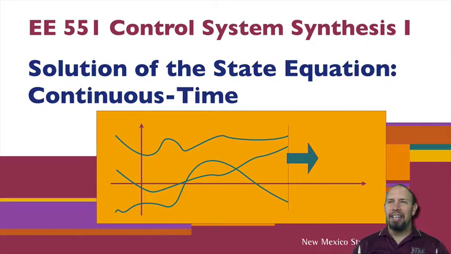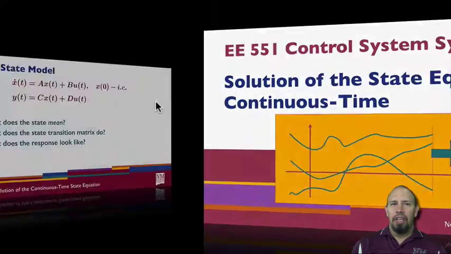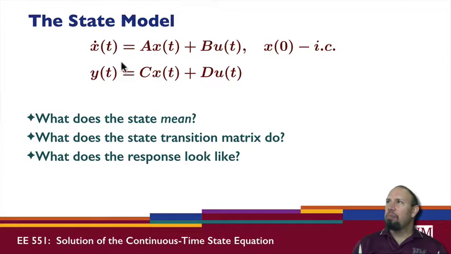In this topic, we're looking at the solution of the continuous time state equation. So we have the state model in continuous time, x dot, the derivative of x, is equal to Ax plus Bu, y is equal to Cx plus Du. So we have a matrix differential equation. Actually, this is the vector differential equation. So x is a vector, and in general, we may have multiple inputs, multiple outputs.